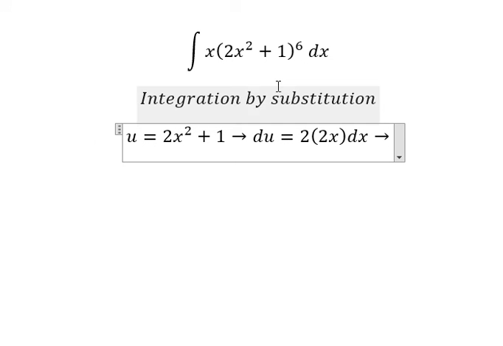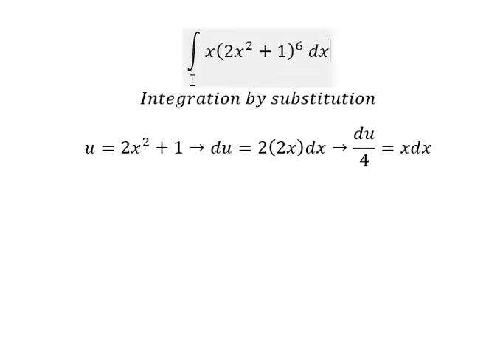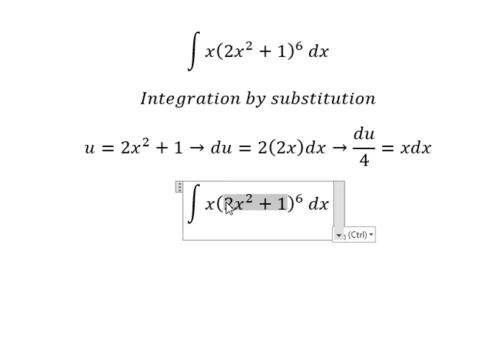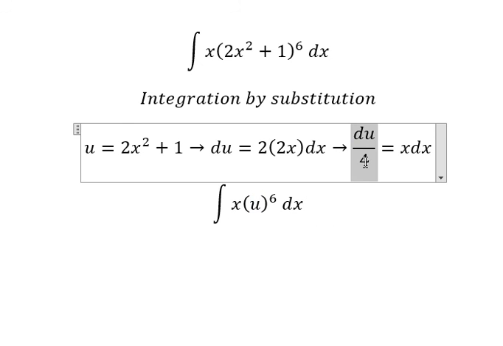Next, because we don't have number 4, that's 2 and number 2. So we need to divide both sides by number 4. This one we change by u. s ds we change by this one.